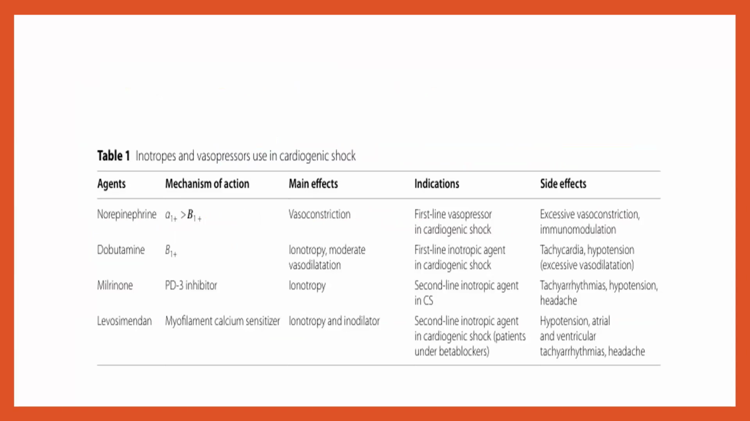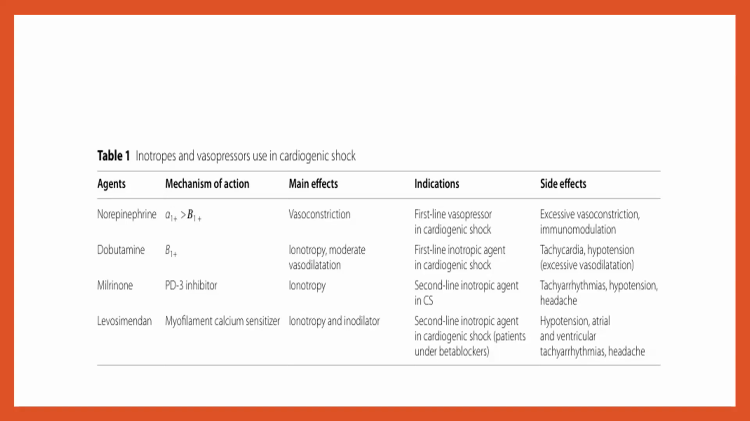So next is dobutamine. Its predominant action is on the beta 1 receptor. The main effect of this is inotropic and moderate vasodilation. It is the first line inotropic agent in cardiogenic shock, and the side effects are tachycardia and hypotension. Then the next agent is milrinone. Its main mechanism of action is phosphodiesterase inhibition, and it acts as an inotropic agent. It's a second line inotropic agent in cardiogenic shock. The side effects are tachyarrhythmia, hypotension, and headache.